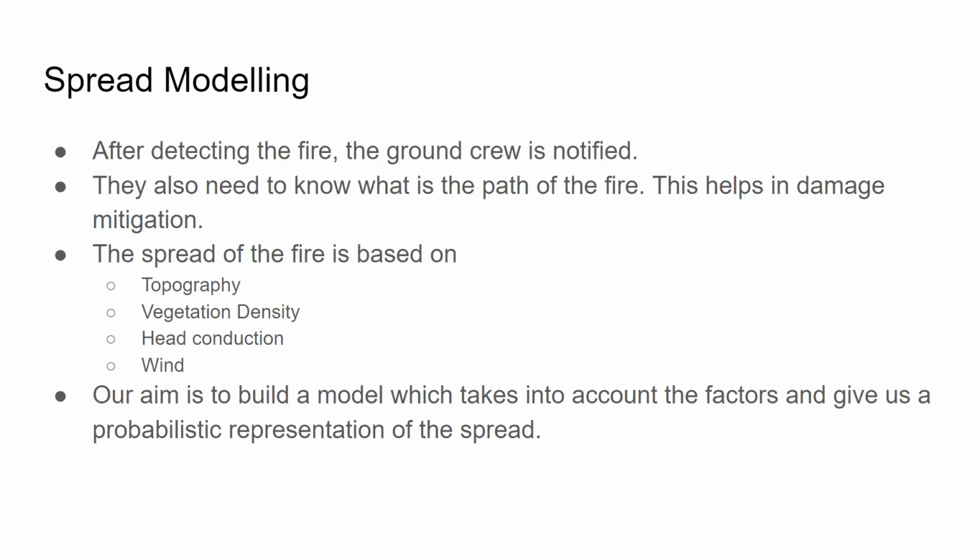Spread modeling basically helps us understand how the fire propagates. This is based on a few factors: topography, vegetation density, heat conduction, and wind. These are the factors which affect how a fire spreads. Our aim is to build a model which will take into consideration all of these factors and give us a probability of where the fire will be spreading next.